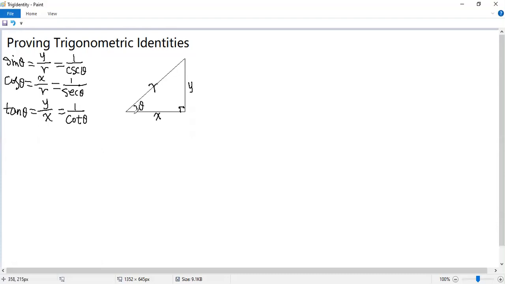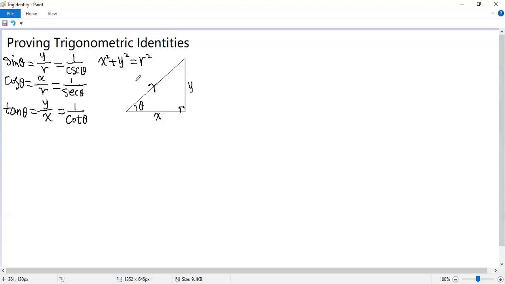Using the Pythagorean theorem, we know x squared plus y squared equals r squared. When the measure of the angle is less than 0 degrees or greater than 90 degrees, we can use the reference triangle for theta. So all these formulas are still valid.